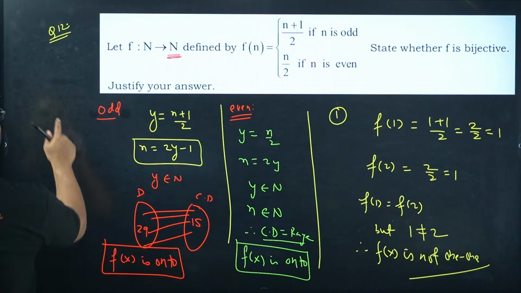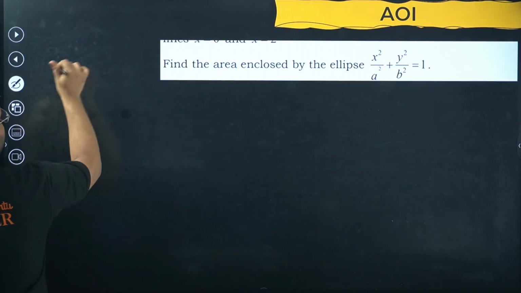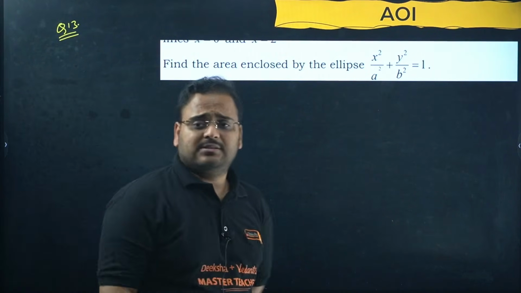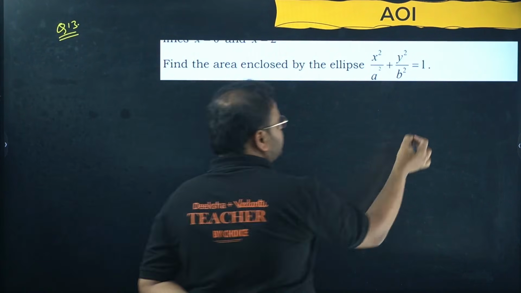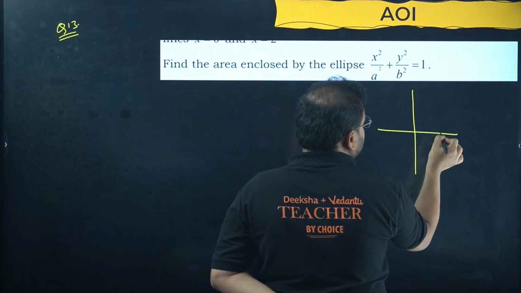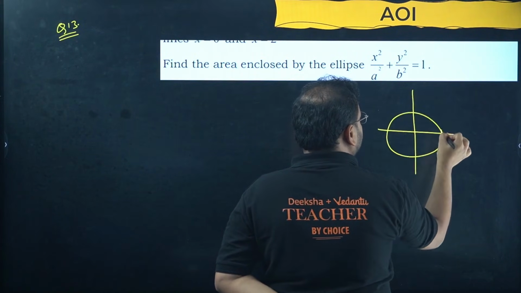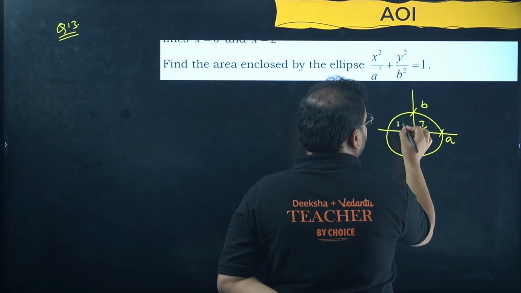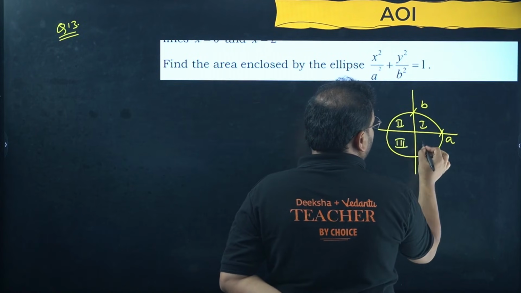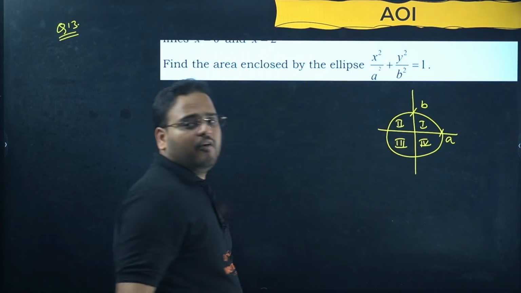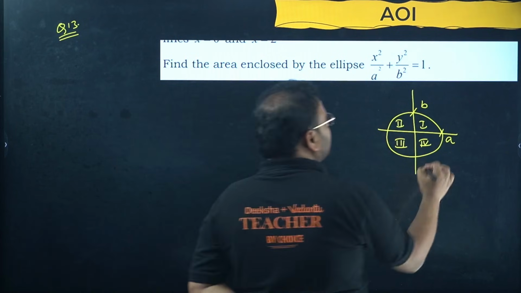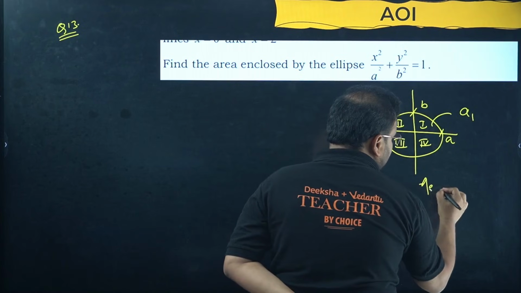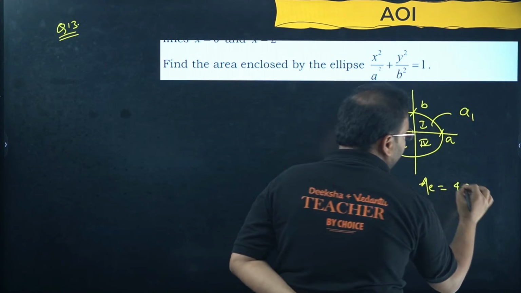Okay. Question number 13. Find the area enclosed by the ellipse. A very standard definition. We have done this question many times, but it is important and we expect this one as well this year. This value is a. This value is b. We know that these parts, part 1, part 2, part 3, are all symmetrical in nature. If I call this area the area of part 1, my required area of the ellipse will become 4 times the area of part 1.